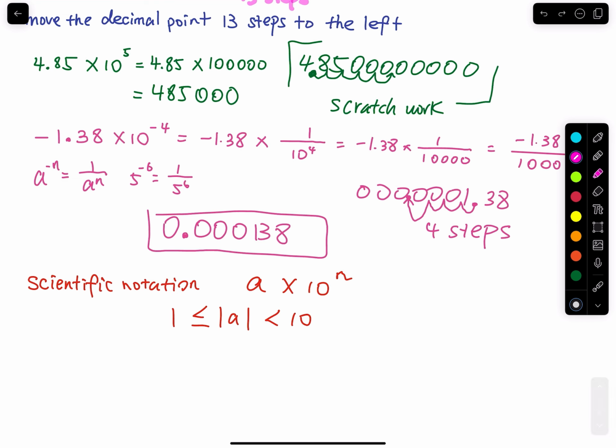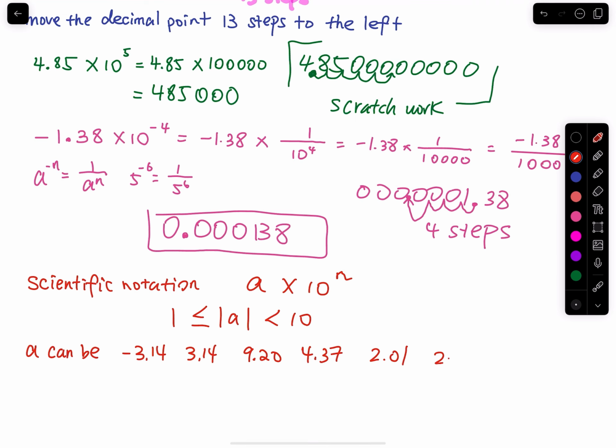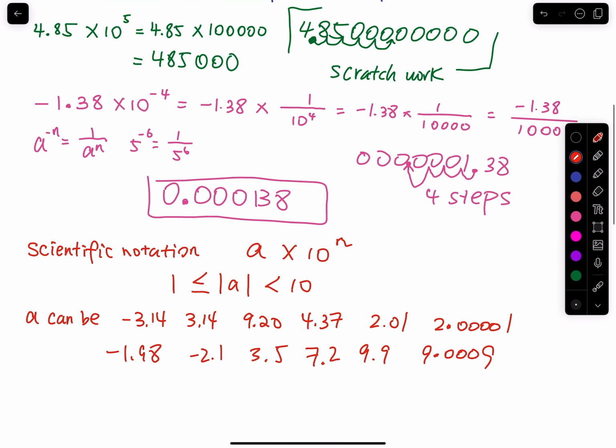So for example, A can be, let's draw some examples, like negative 3.14, 3.14, 9.20, 4.37, 2.01, or you can do 2.0000001, and then negative 1.98, negative 2.1, 3.5, 7.2, 9.9, or 9.0009. You can have negative 9.9, something like that. How many digits should you use?